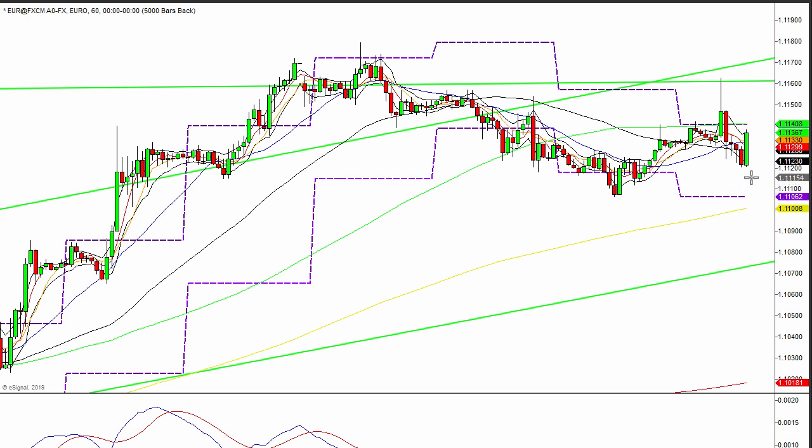So I've put that short in at 111.36, with a stop at 111.60, targeting 111. I'll press pause for now.